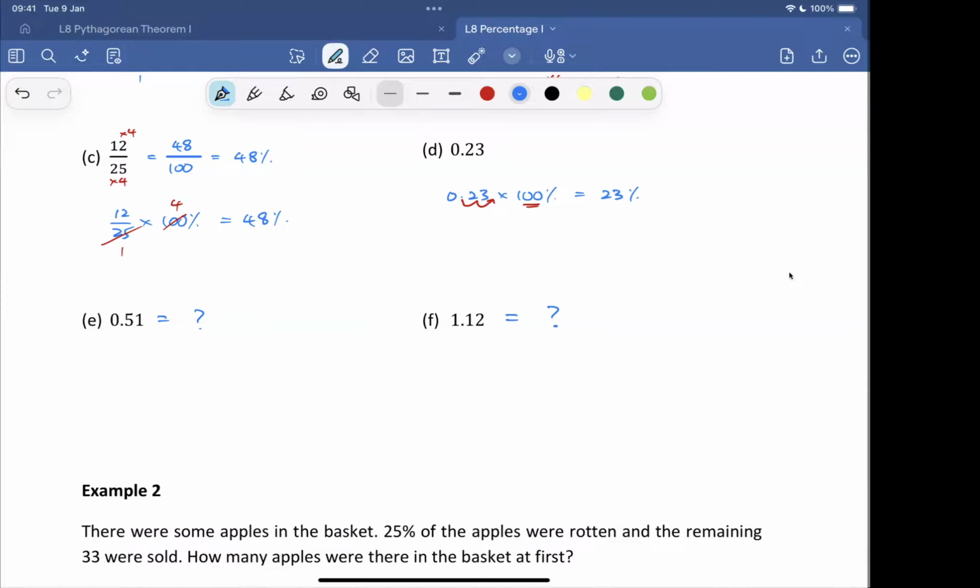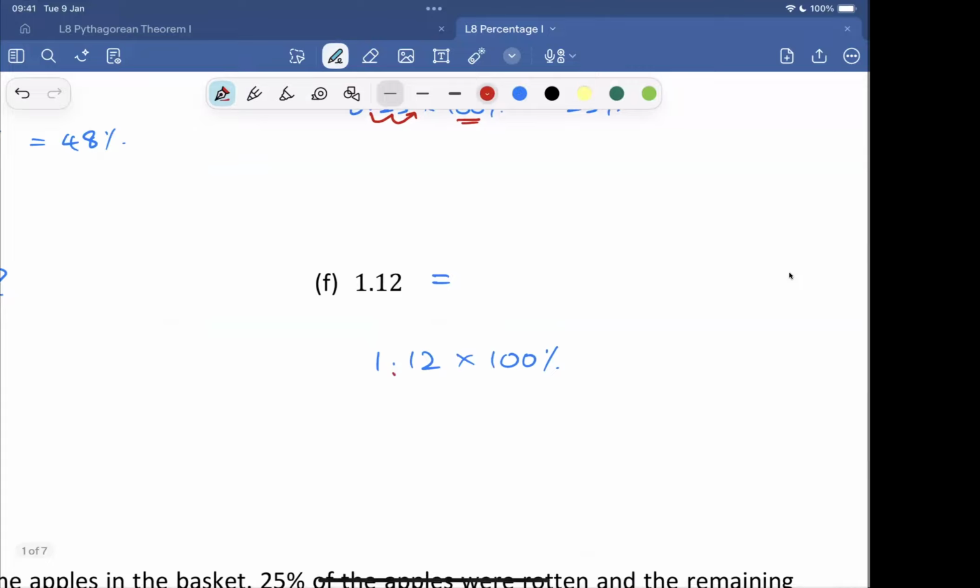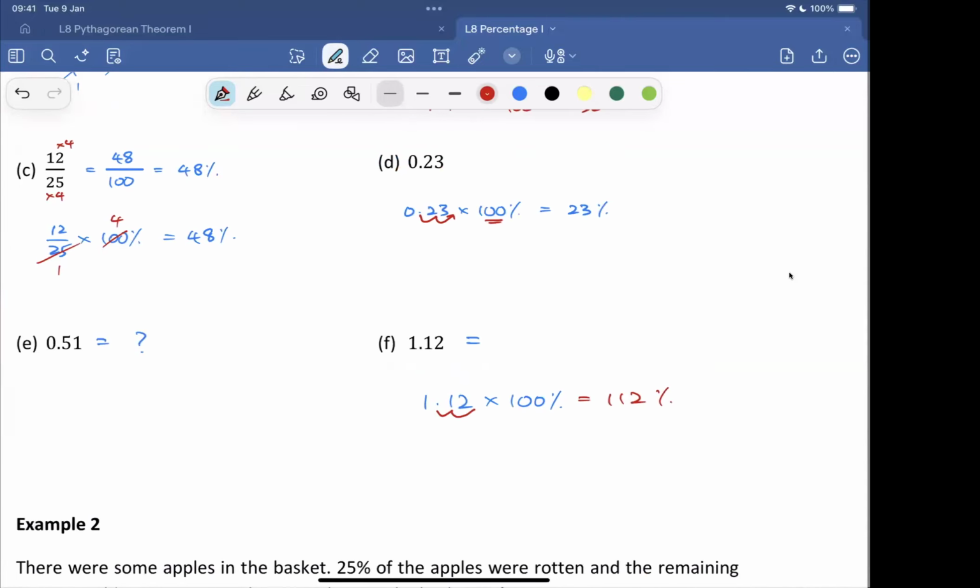Penelope, very good. Okay, you just need to multiply by 100. So 1.12 times 100%. You take the decimal and move it 2 times. 1, 2. If you move it 2 times, you get 112. You got it. So it's as simple as that. Multiply by 100%. Now, what is another way to do it?